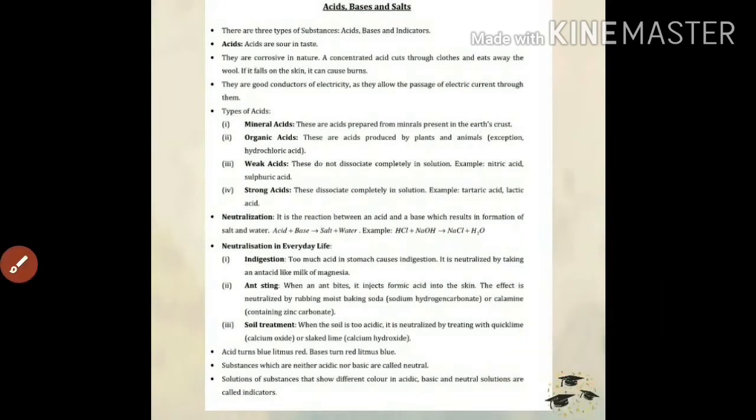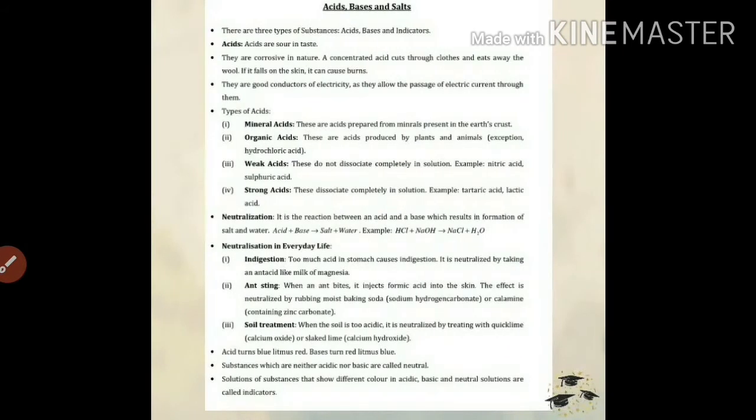Neutralization in everyday life. First, indigestion. Too much acid in the stomach causes indigestion. It is neutralized by taking an antacid like milk of magnesia. For your information, I want to tell you that milk of magnesia is a base. It means the power of acid can be decreased by using a base.